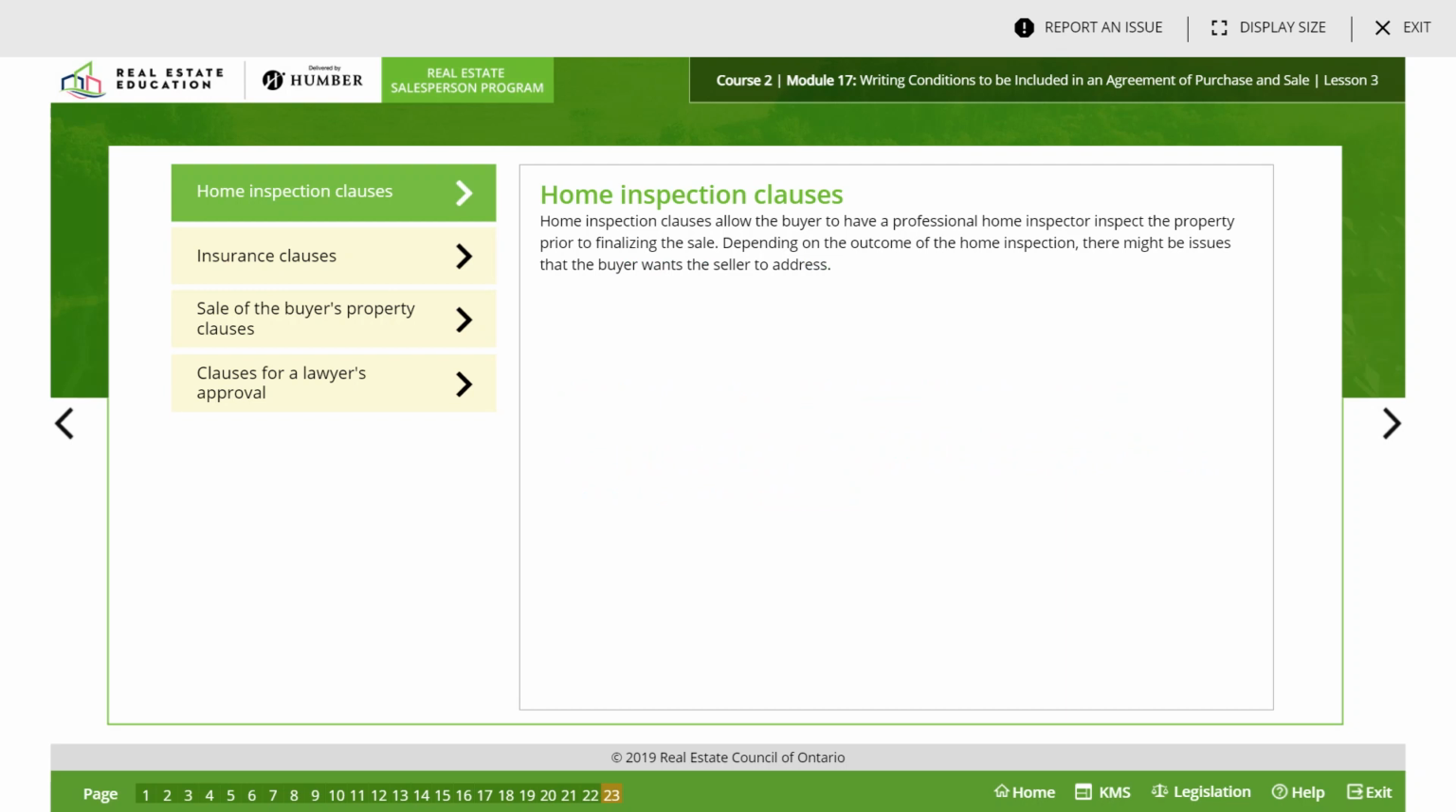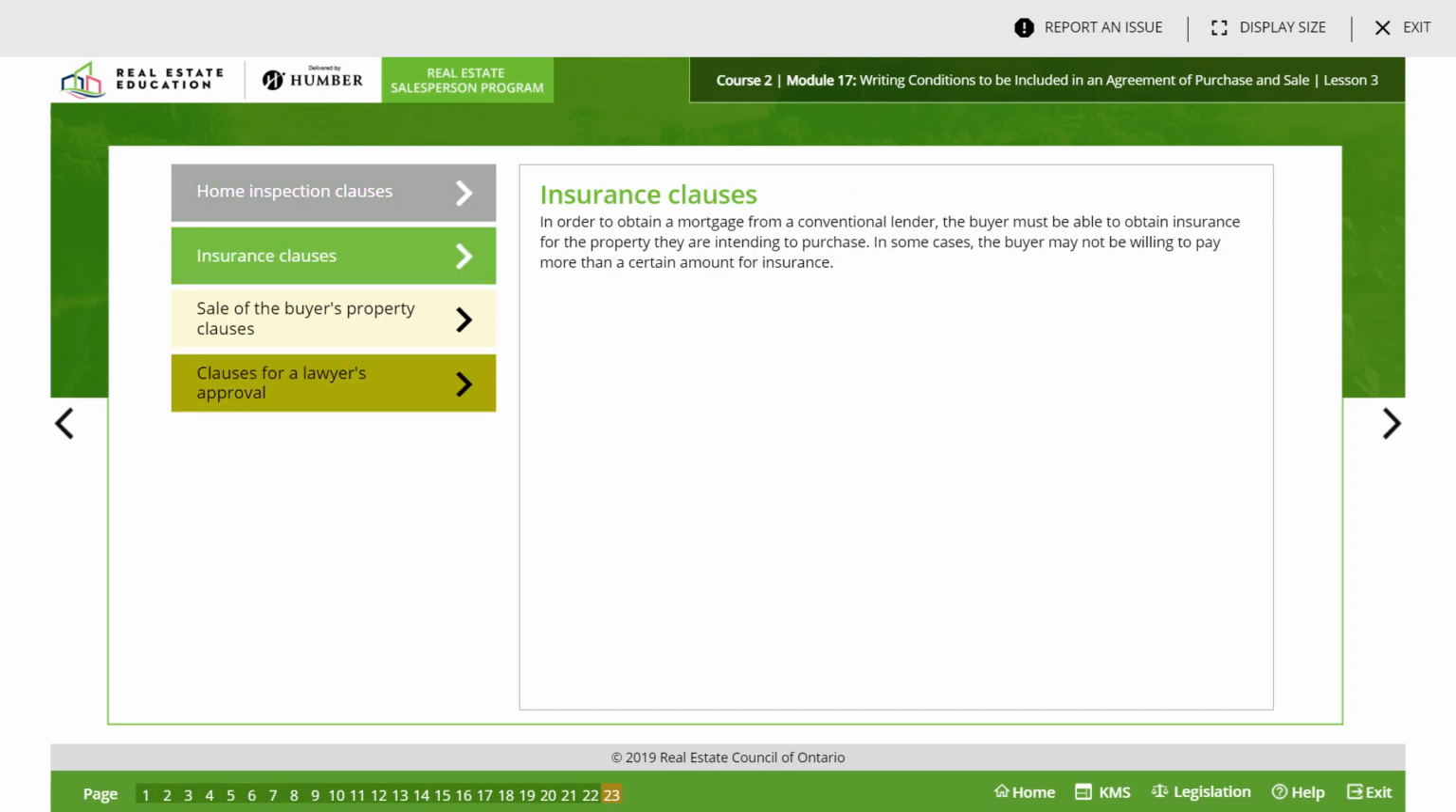Home inspection clauses. Home inspection clauses allow the buyer to have a professional home inspector inspect the property prior to finalizing the sale. Depending on the outcome of the home inspection, there might be issues that the buyer wants the seller to address.